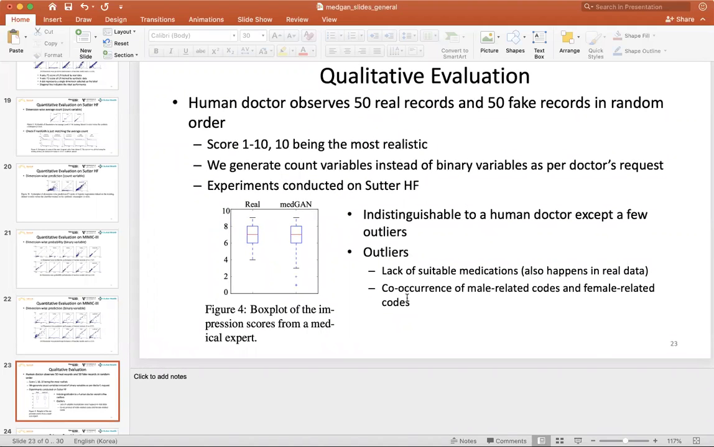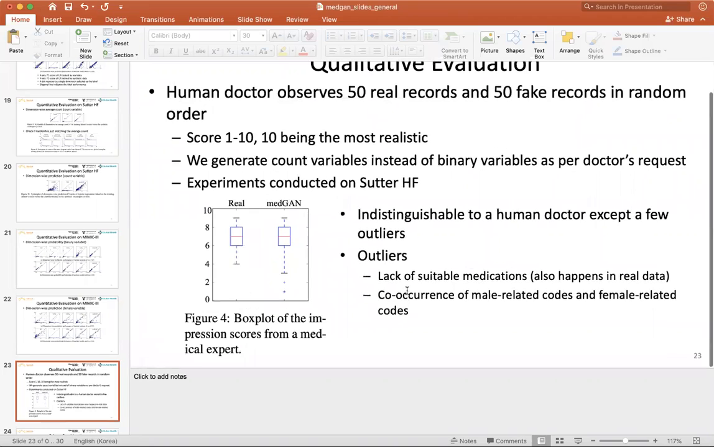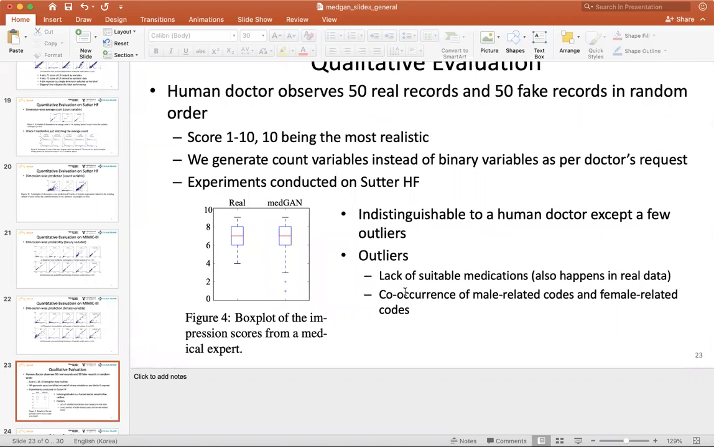So I think there were two cases. One is even more interesting than the other, but the doctors know that if there are some medications that occur, then there always should be a following medication. I'm sorry, some diagnosis.